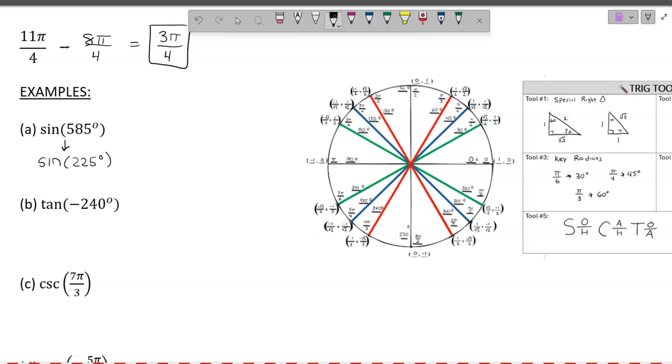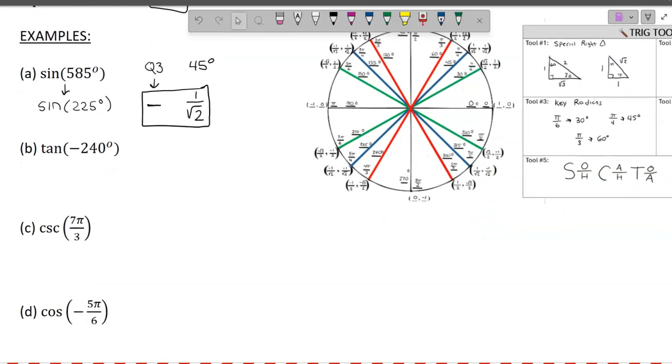If I'm using my trig toolbox in this example, I know that 225 is going to put me into quadrant 3. Quadrant 3 tells me that the answer will be negative. 225 has a reference angle of 45, and the sine of 45 is 1 over root 2. We can confirm this answer on the unit circle if you look right over here. Sine is, of course, the y value. There is 225, so we can confirm that the answer is on the unit circle as well. Much easier to deal with than dealing with a 585.